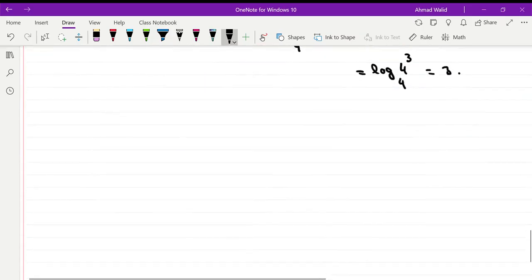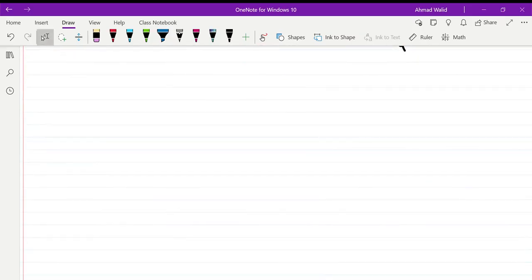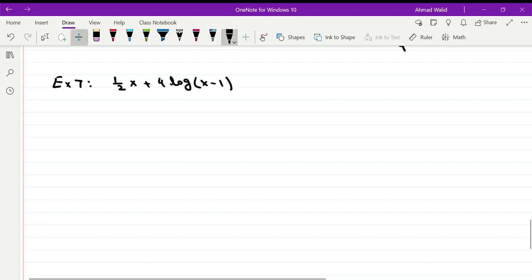Another example. Let me do more. I don't know which example, 7? 8? Example number 7. Let me write 7. 1/2 log x plus 4 log of x minus 1. Write as one single logarithm. I forgot here to put 1/2 log x.